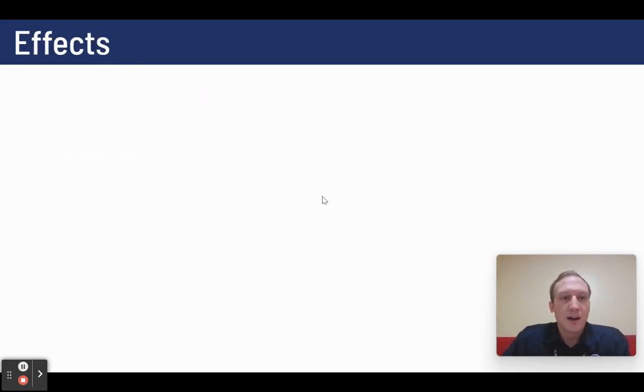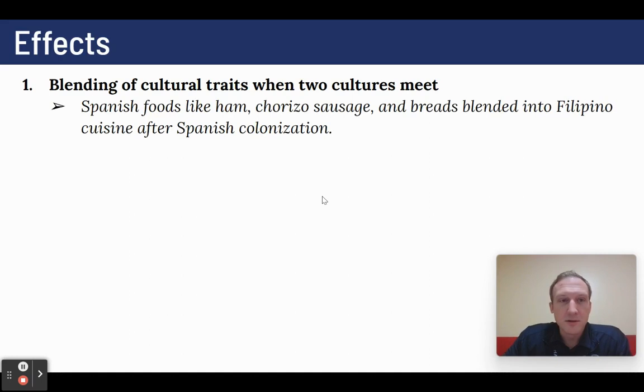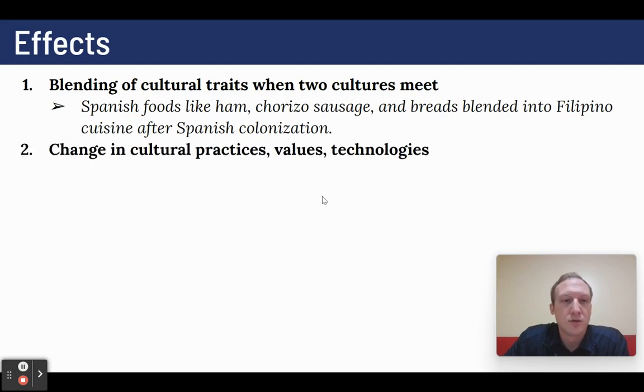Okay. All right, last but not least, what are the effects? What happens as a result of this? So there's a blending of cultural traits when two cultures meet, where you can take two cultures and synthesize them together. For example, Spanish foods like ham, chorizo, sausage, and breads blended into Filipino cuisine after Spanish colonization. The Spanish colonized the Philippines and basically conquered them for 200 years. So there's a blending of cultural traits.